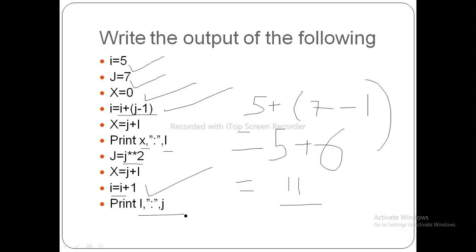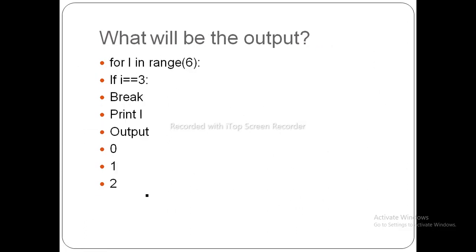Print I and j. So here we need to see what value we are getting, then that value will be executed here, not this value. Whatever value we are getting here, that will be executed here. So we need to print the output. Now what will be the output?